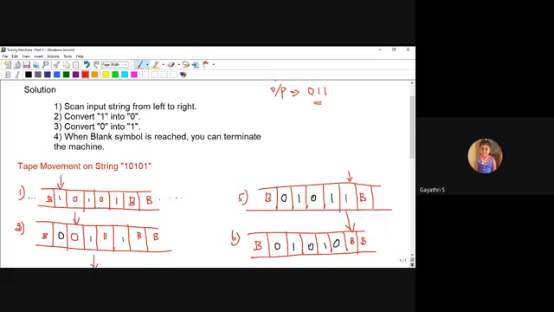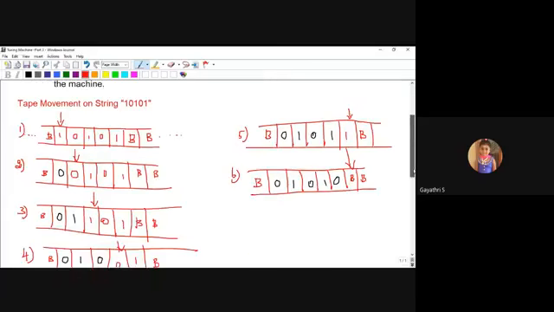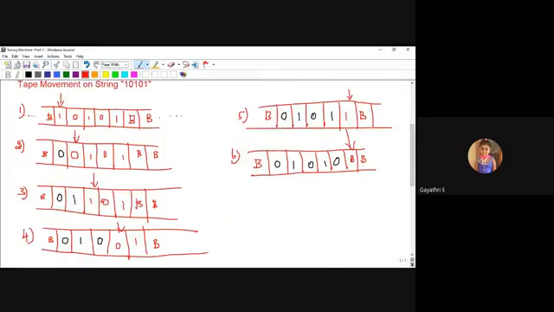In step number 2, the first 1 is replaced by 0 and the tape head points to the next input, which is 0. That 0 is replaced by 1. The tape head points to the next input alphabet, a 1, which is replaced by 0. The tape head points to the next alphabet, 0, which is converted into 1. Next, the tape head points to the last alphabet, which is 1, and that 1 is replaced by 0.